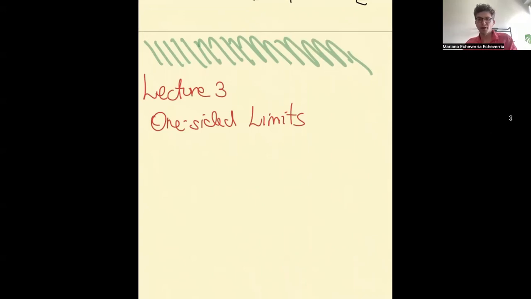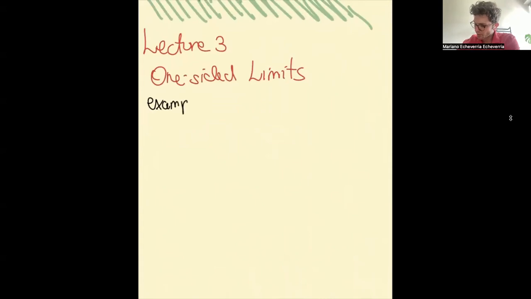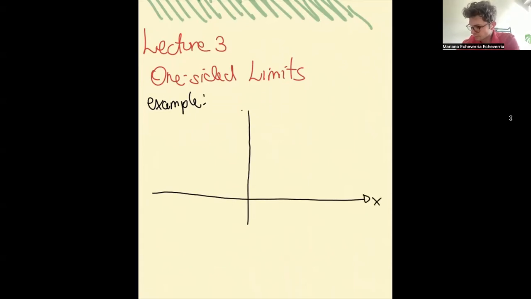A very easy way to come up with cases where that doesn't happen is with one-sided limits. Let me try to explain what I mean by one-sided limits, and you'll see. So here's an example. I'll draw the graph of the function first, so that it's easier to see this. So let's say I give you this graph. Here's one, here's two.